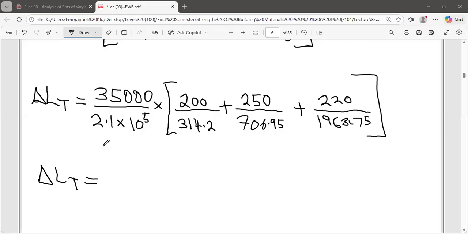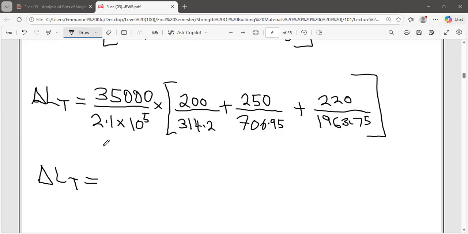That is 35,000 over 2.1 times 10 exponent, let's say 5. You can shift your cursor, bring your multiplication sign, open another bracket, and you begin the divisions in it again, okay? That is 200 over 314.2. You can shift cursor and bring your addition sign, open a different division sign. That is 250 over 706.95.